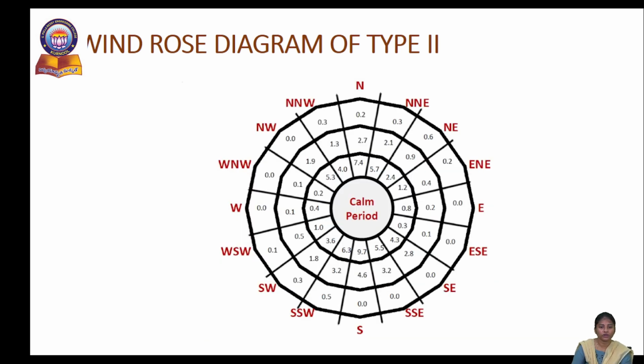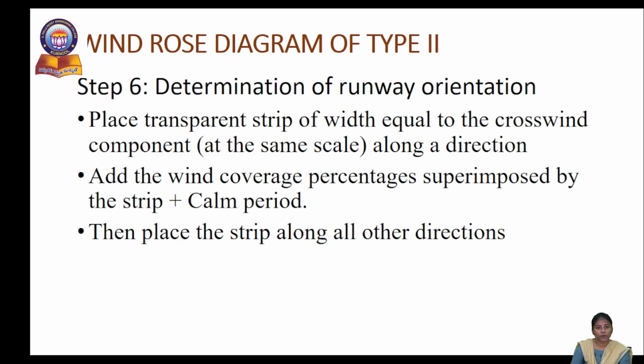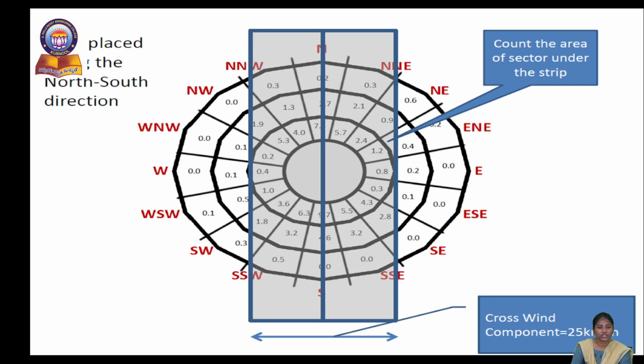So you fill all this table data in this diagram, the respective data. In step 6, how to determine the orientation of the runway: you cut a transparent strip of width equal to the crosswind component along the direction. Add the wind coverage percentages superimposed by the strip plus the calm period. Then place the strip along all the other directions also. You can see how the transparent strip is placed here.